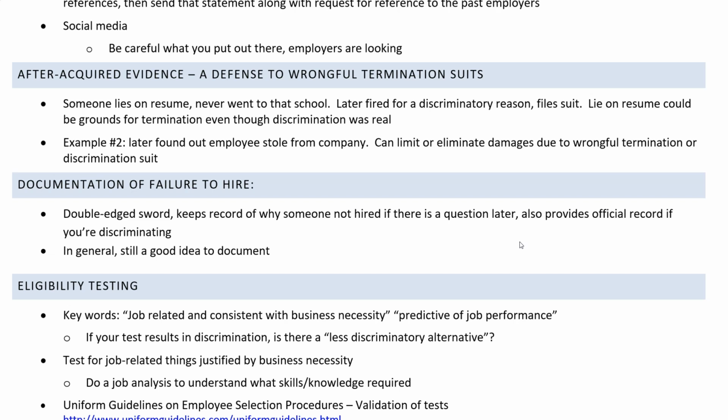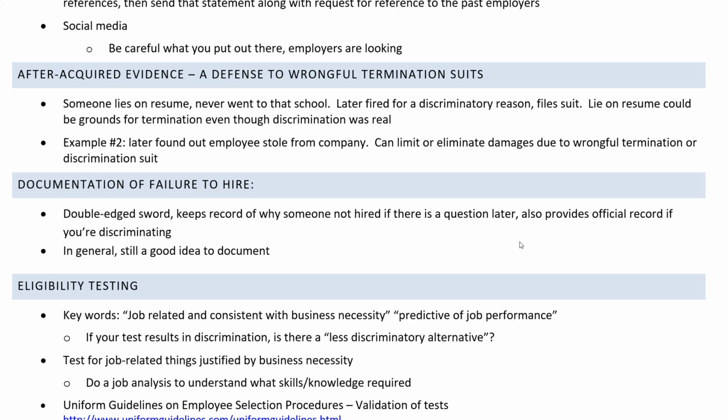We'll take a minute to talk about a defense to wrongful termination suits. There are several defenses, but one of those is called after acquired evidence. So imagine a scenario where somebody lies on a resume. They say they went to Harvard, but they actually never went to Harvard. They just took a tour around Harvard, and then they say, well, I went to Harvard. Later, they're fired for a discriminatory reason. Then they file a lawsuit saying, well, I was wrongfully terminated because I was discriminated against.